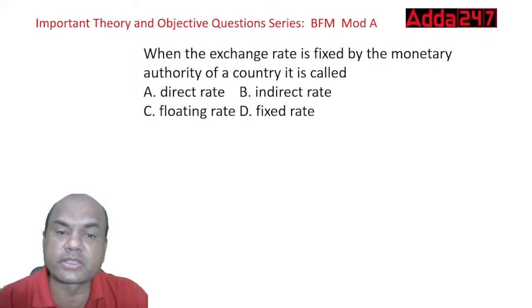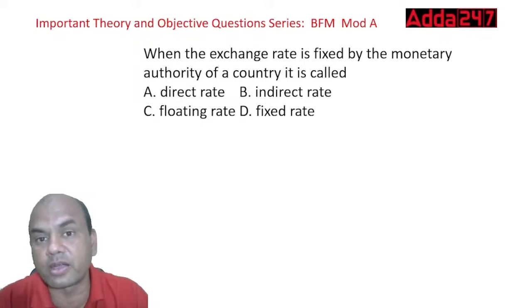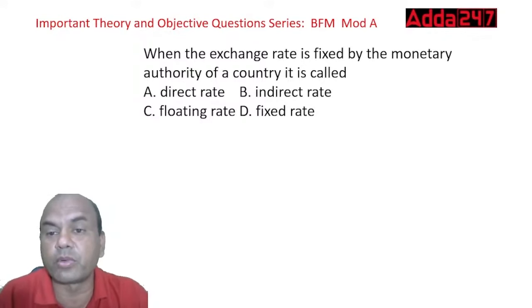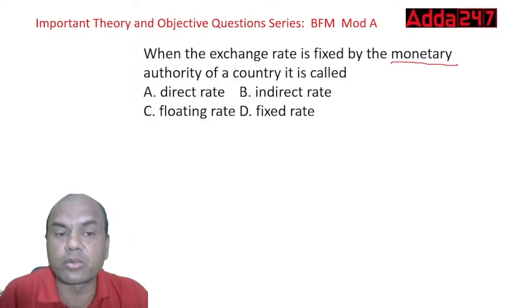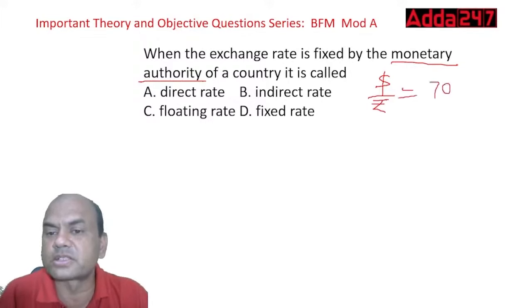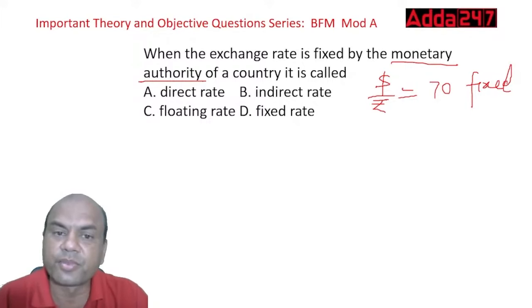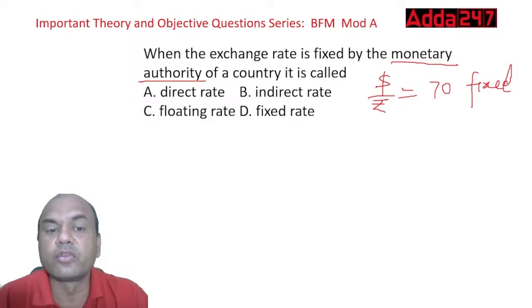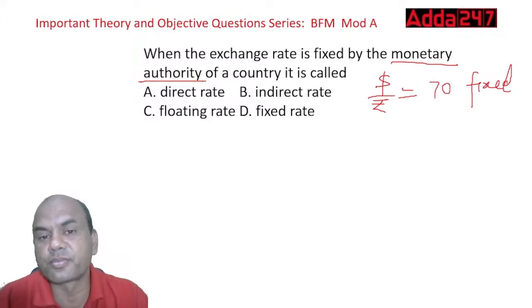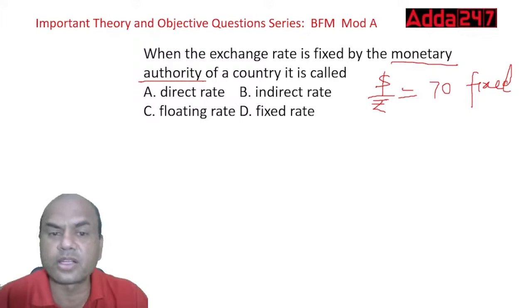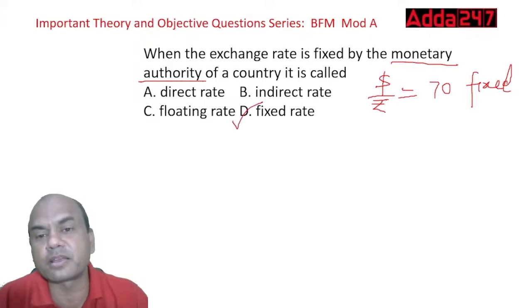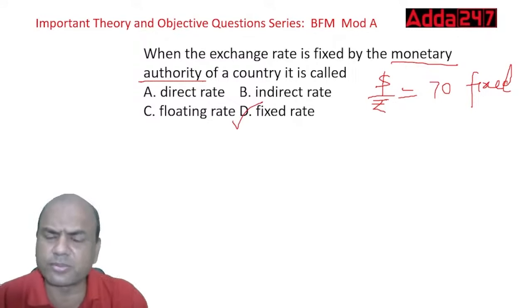When the exchange rate is fixed by the monetary authority of India or of any country, what is it called? See here, when it is fixed by the monetary authority, it means, say, RBI tomorrow says that the dollar to INR rate is, let's say, 70 rupees, fixed, no changes in that. It will not fluctuate. It is fixed by this monetary authority. So in this case, what is it called? Direct, indirect, floating, or fixed? It is called fixed, isn't it? It is fixed by the monetary authority of that country.